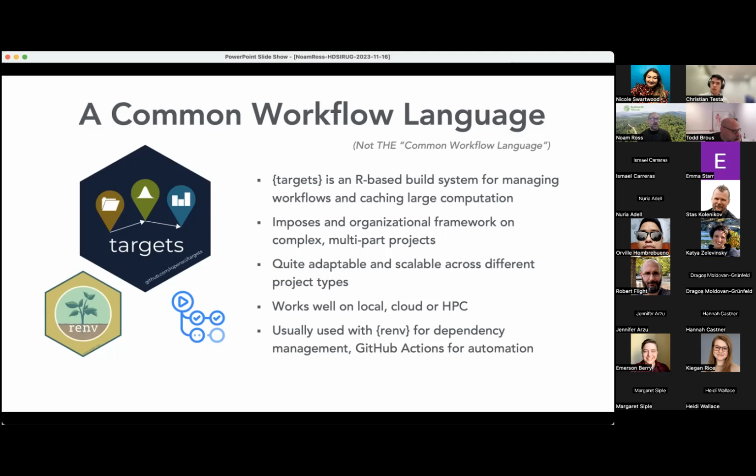It works fairly well if you're just working on a local computer. It scales well to using cloud resources or high performance compute resources. And we usually pair it with a dependency management system, usually renv, but occasionally others as well, as an automation system for running a lot of things or scheduling processes, which is usually GitHub Actions.